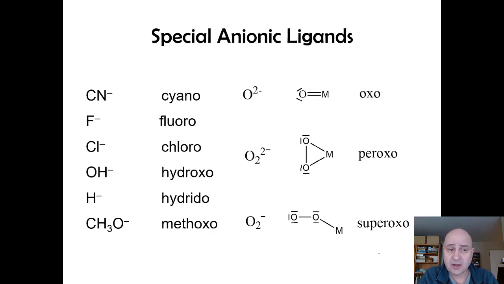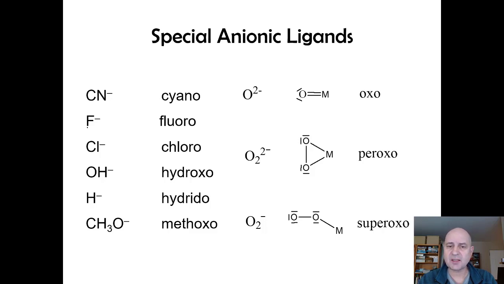Here are some special anionic ligands: cyano, not cyanido, and fluoro, chloro, hydroxo. All of those, fluoro, chloro, iodo, bromo, are named the same way we would in organic chemistry. And it's not hydroxido, it's hydroxo, so there are some differences here. And then alkoxide groups are methoxo or butoxo type ligands.